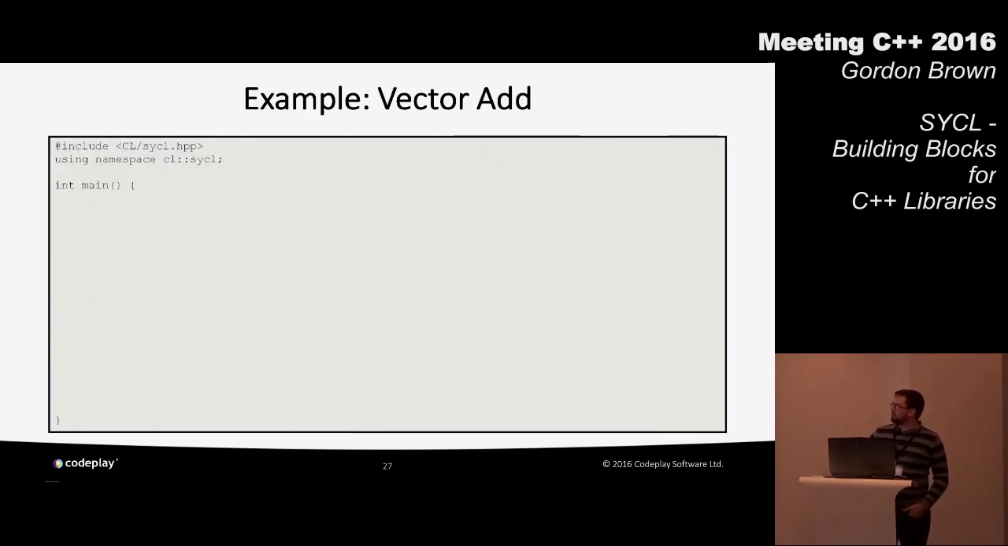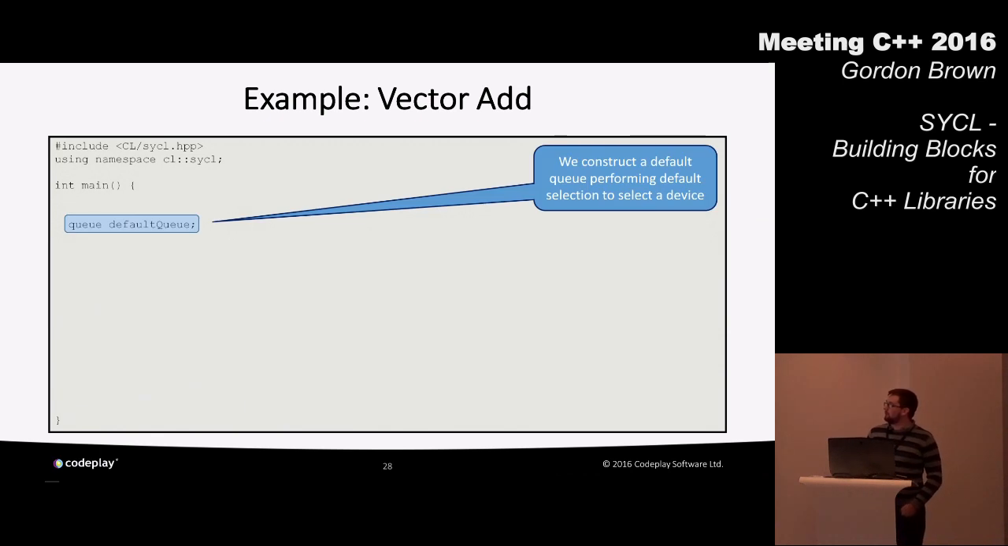So we go back to the example. We create a queue. In SYCL, the object you need to enqueue any work is a queue. And there are many different ways of configuring a queue. The simplest way is to simply default construct a queue. What this does is it uses the default selector, one of SYCL's built-in selector types, and that will have the runtime choose a device for you.